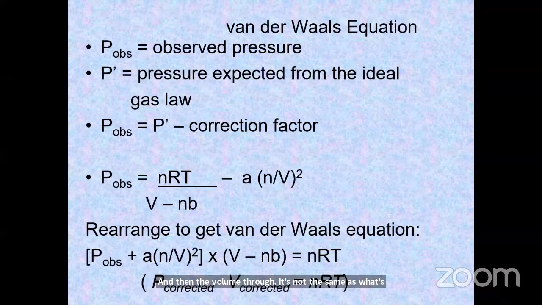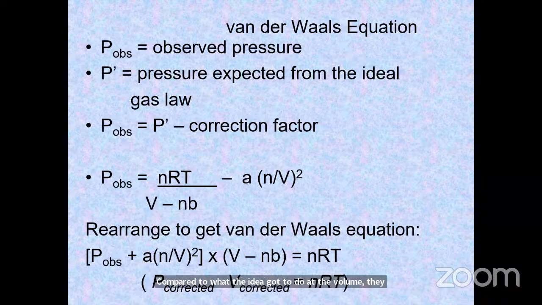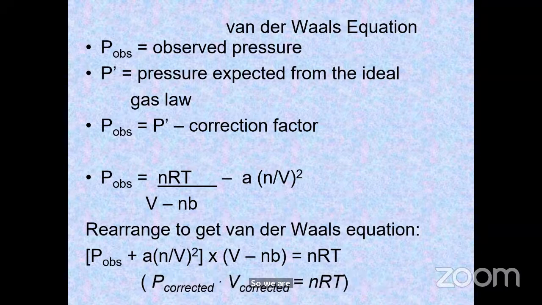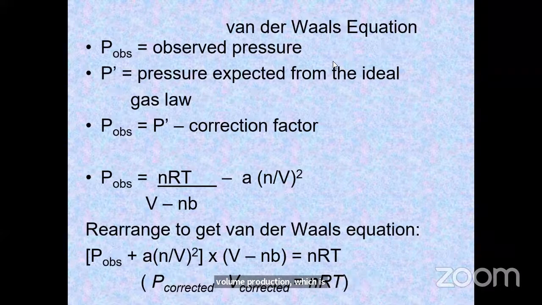The reason is that we have observed that there is interaction, and the molecules have their own volume, compared to what the ideal gas told us, that they only occupy the volume of the container. So we need to correct for those two things. That is what van der Waals did. So we have the pressure correction, which is a into bracket n over V squared, and then we have the volume correction, which is nb. I hope we are following. So that is our van der Waals equation.